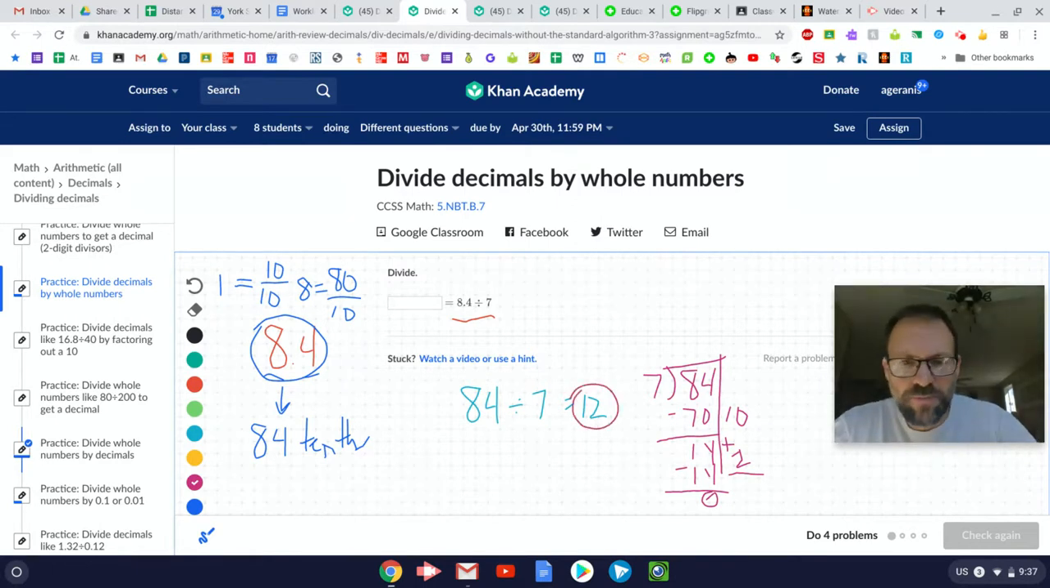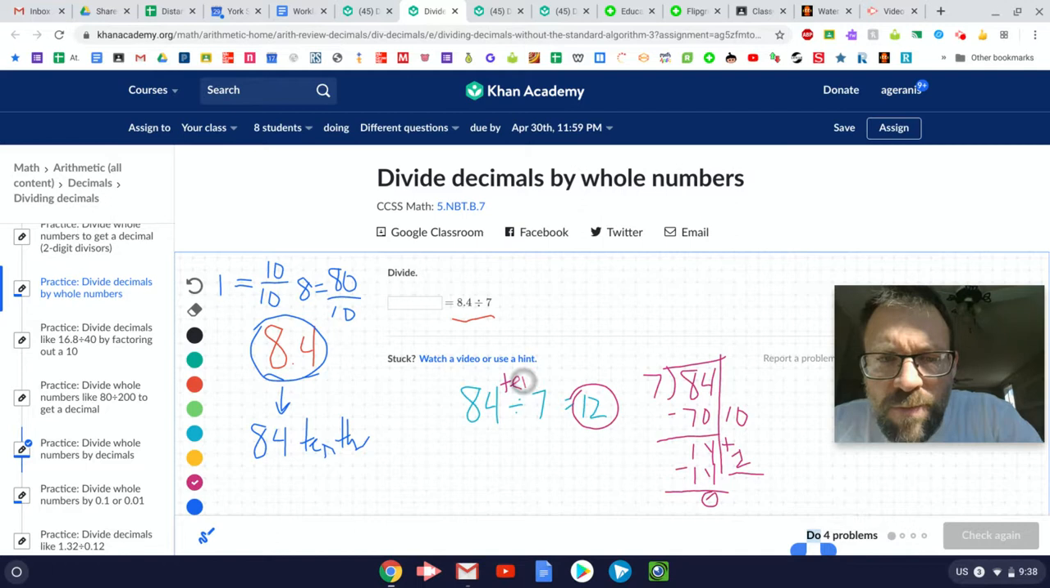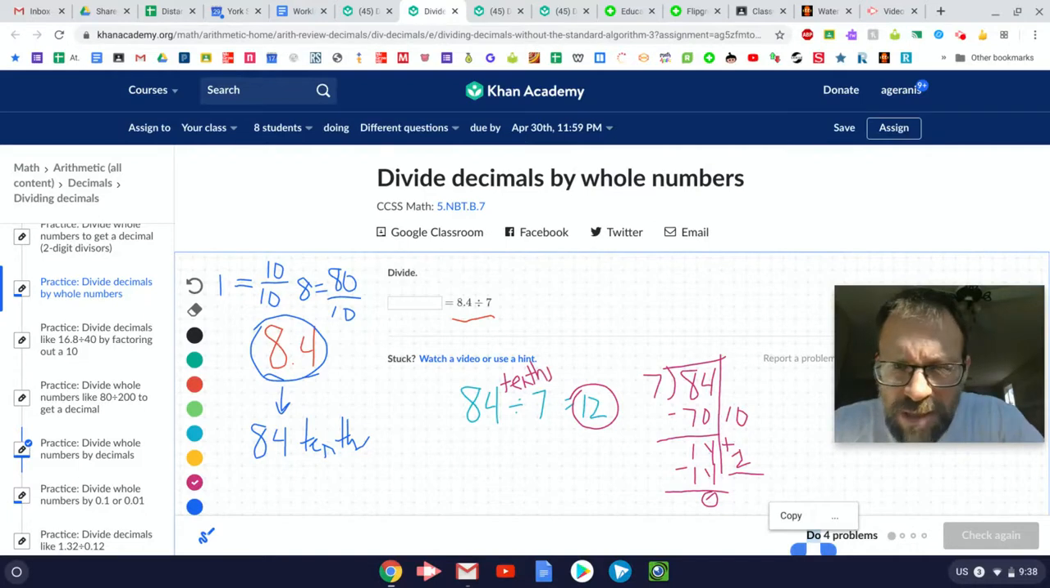So now we just have to think about 12 what's, right? Because, again, we're not dividing 84 by 7. We're dividing 8 and 4/10 by 7. This was 84 tenths, right? This was 84 tenths. So this is 12 tenths. We divided 84 tenths by 7. We got 12 tenths. 7 groups of 12 tenths.